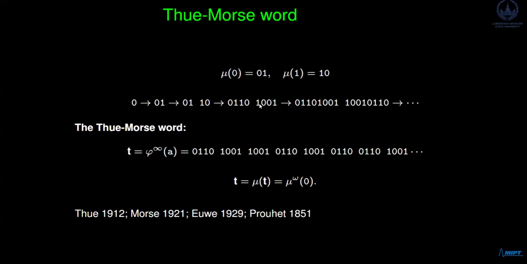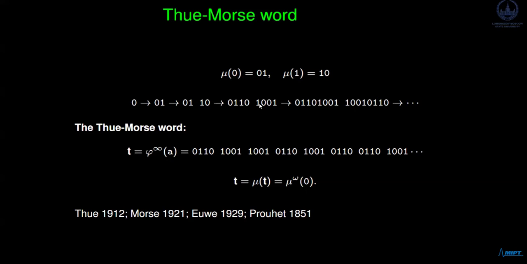Formally, this word is the fixed point of the morphism, given by T, which is equal to mu to the infinity of 0. This sequence avoids squares, meaning it contains no two consecutive identical factors of symbols. The Thue-Morse word has many fascinating properties and applications, appearing in areas such as combinatorics, number theory, and even computer science.